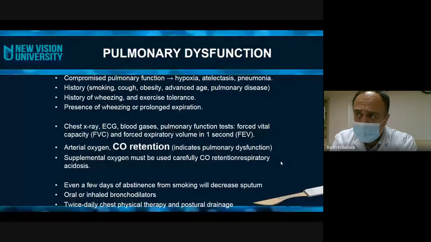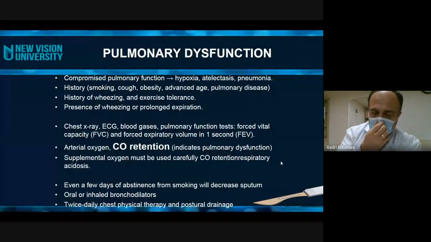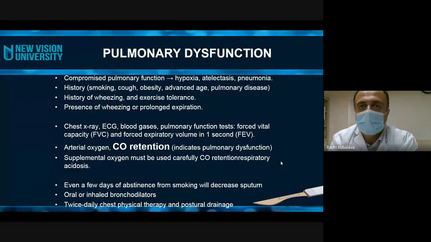What does that mean? Postural drainage means we turn the patient from one side to the other side, and bronchial secretions from the lower lung areas flow to the trachea, and it's easy then to remove.